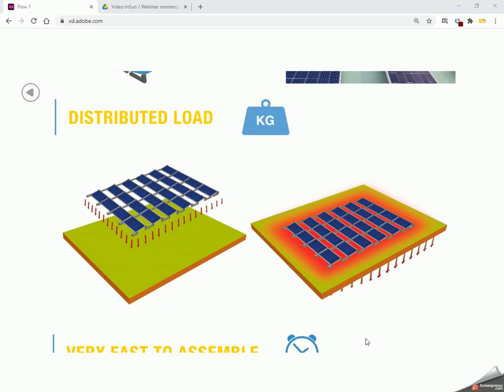I don't know, Erald, is there anything you'd like to add for distributed load?